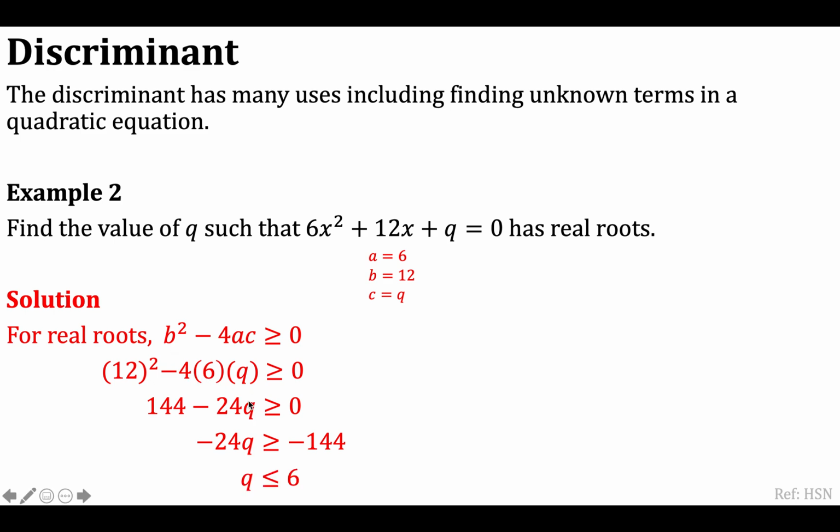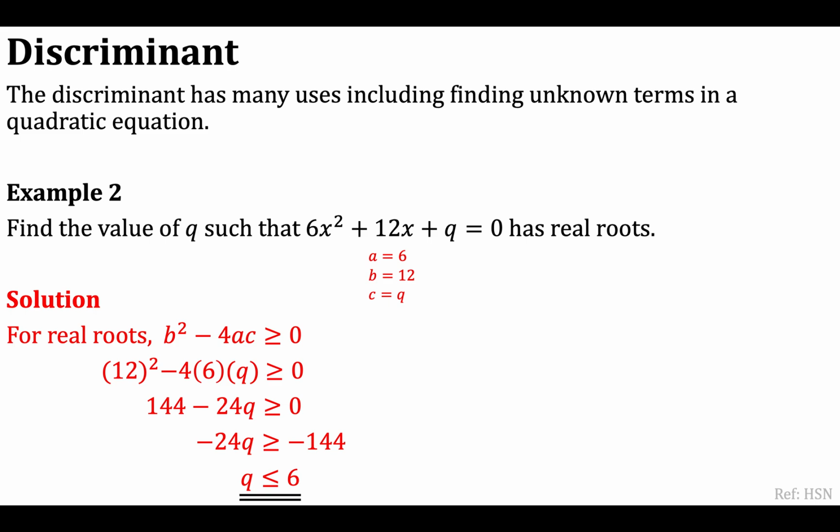So just remember here, if you are dividing throughout by a negative and you have an inequality, the division by a negative, or multiplication by a negative for that matter, reverses the sign. So it reverses the inequality sign. So q less than or equal to 6 is our final answer.